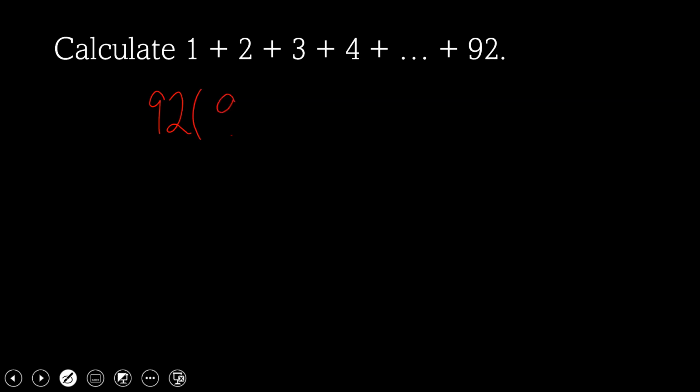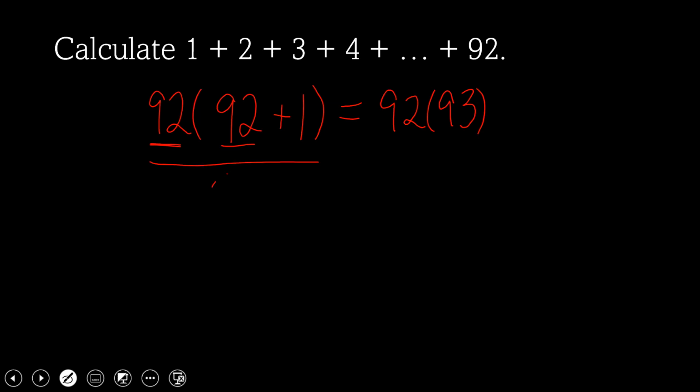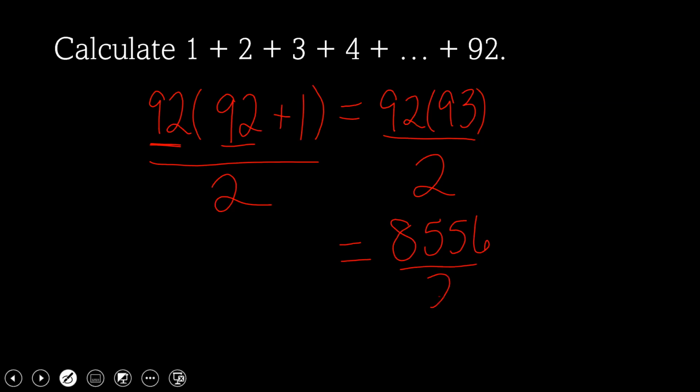Okay, don't forget that we want to multiply that n. So 92 is our n. So then we want to add that 1. So we're going to end up multiplying 92 times 93. Okay, my bad. No, you're good. So 92 times 93 equals 8,556. And 8,556 divided by 2 equals 4,278.